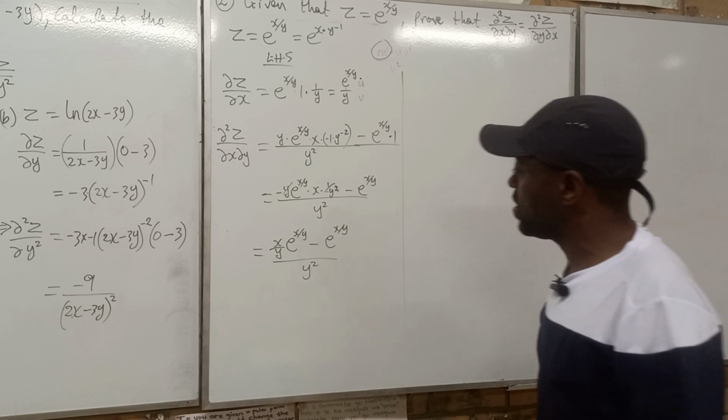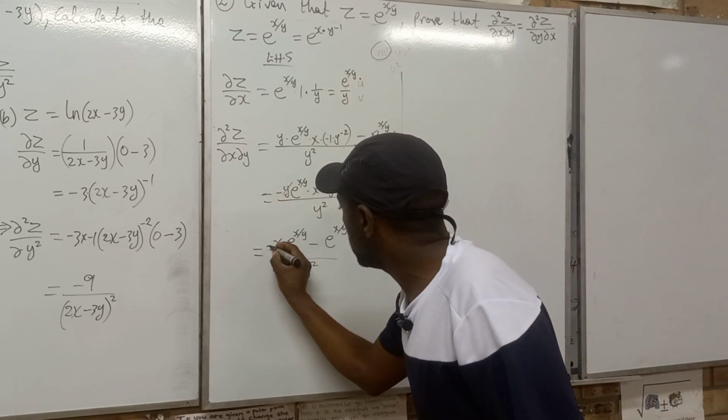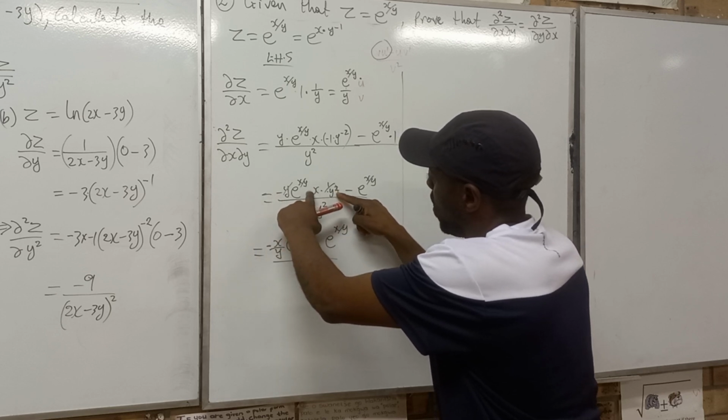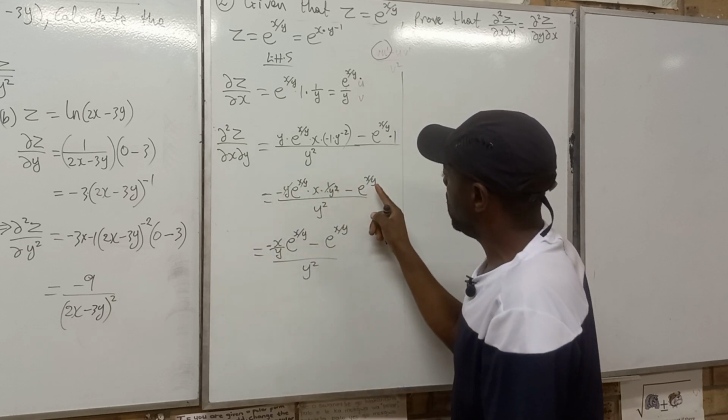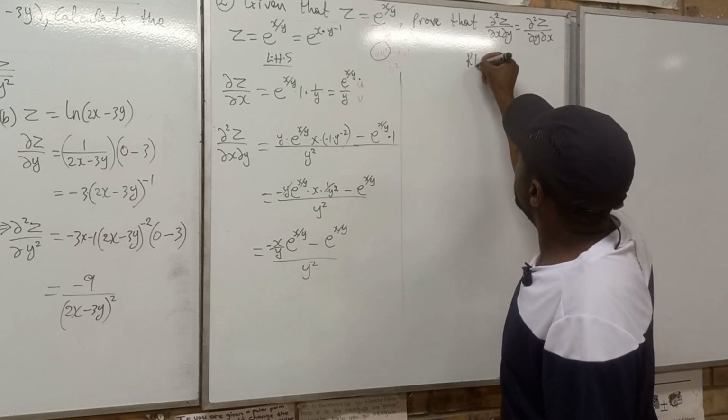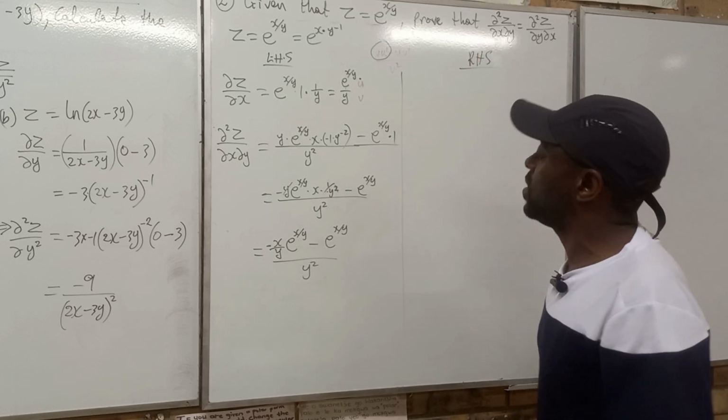If I got it right, there is a negative here. Let me not forget, there is this negative, then there is this x over y, because this y reduces that one, then there is e there. So that's what I'm getting. So I want to prove that the right hand side is exactly the same thing.